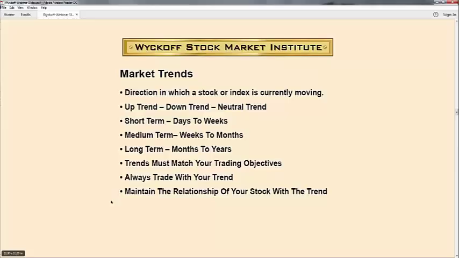Trends must always match your trading objectives. If you are a short-term or swing trader, you are going to pay much more attention to short-term trends. If you're a longer-term trader, you're going to pay much more attention to medium and long-term trends. Stick with a trend that matches your objectives. And always, always, always trade with the trend. And make sure that you maintain the relationship of your stock with the trend. If the trend changes, there could be a potential problem.